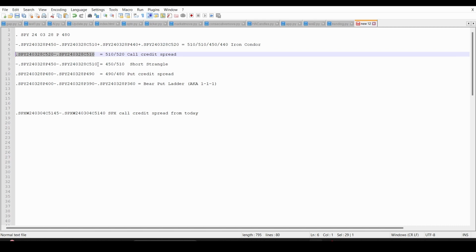And this is a short strangle. So we're short both the 450 and the 510. Same expiration.